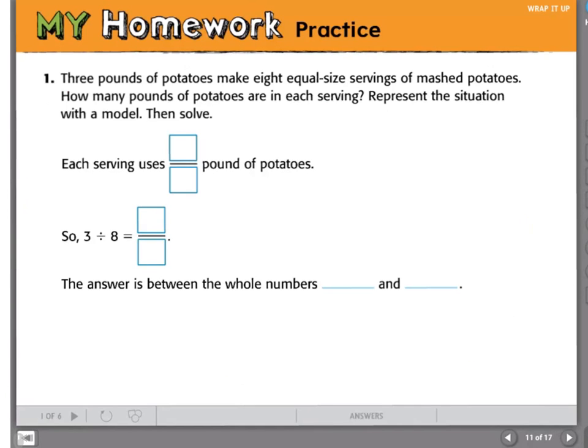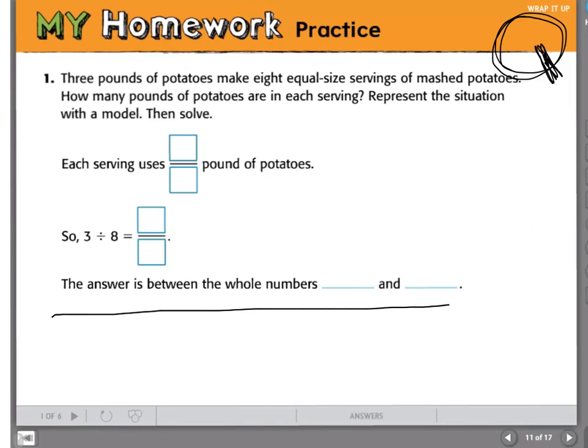Finally, we have our Q section. This is a practice question I would like you to do. Here we have 3 pounds of potatoes to make 8 equal-sized servings of mashed potatoes. How many pounds of potatoes are in each serving? Represent the situation with a model and then solve. See if you can draw out your 3 potatoes, dividing them into 8 equal servings, and figuring out how much of a pound of potatoes are in each serving. Don't forget to answer this question.